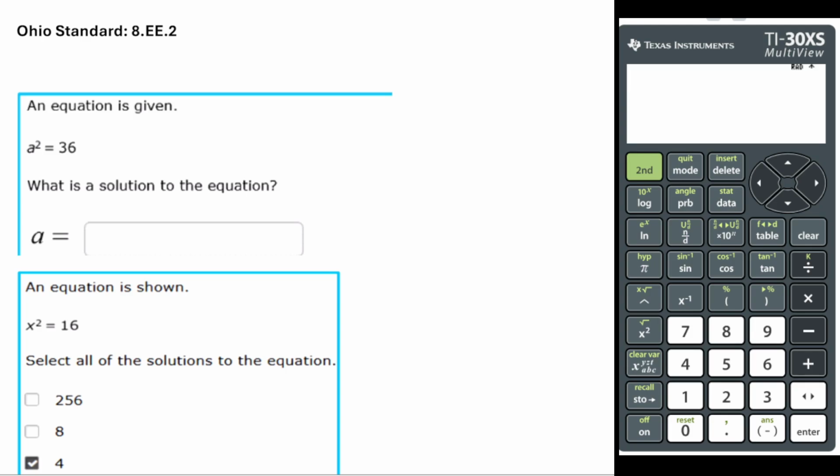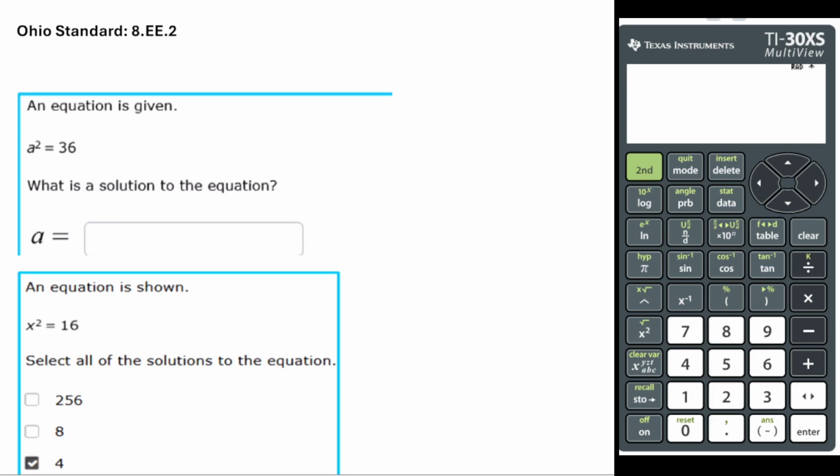Today we are looking at standard 8.EE.2. This has to do more with finding solutions to square roots and exponents and lovely things like that. So let's hop right in.